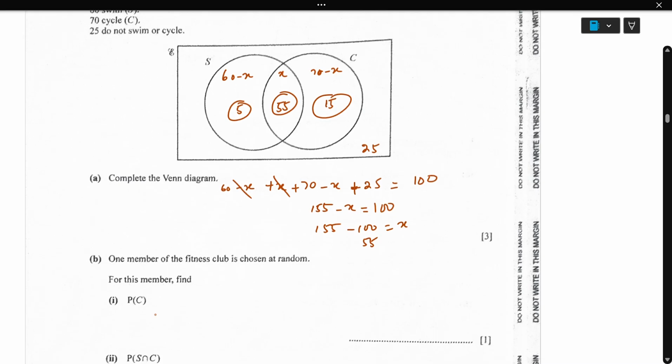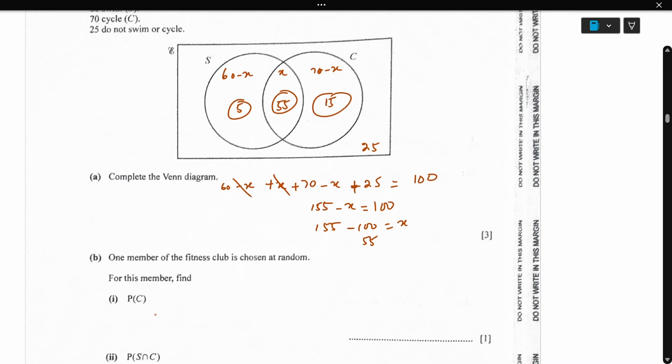Next, part B: one member of the fitness club is chosen at random. Find the probability P of C. C is going to be here. The entire C is total 70. So it is 70 by 100, total 100 people. So C is 70, which is 7 over 10.